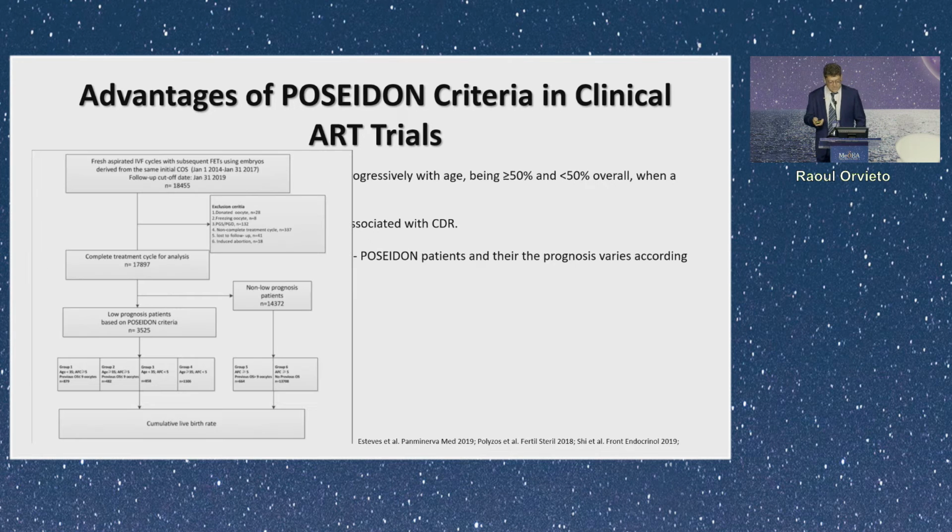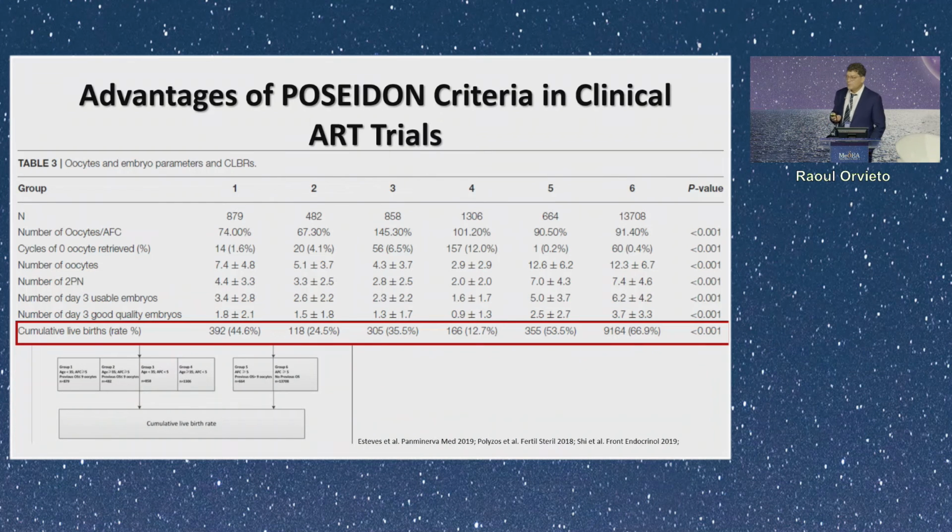And this is a study that was already shown in the previous presentation, a retrospective study including 17,800 patients. About 40,000 were non-POSEIDON patients, and about 3,500 were POSEIDON patients. And you can see the four subgroups, and we are looking at the cumulative live delivery rate of these patients. You can see that the cumulative live delivery rate actually differs across the subgroups. It's the highest in subgroup 1.